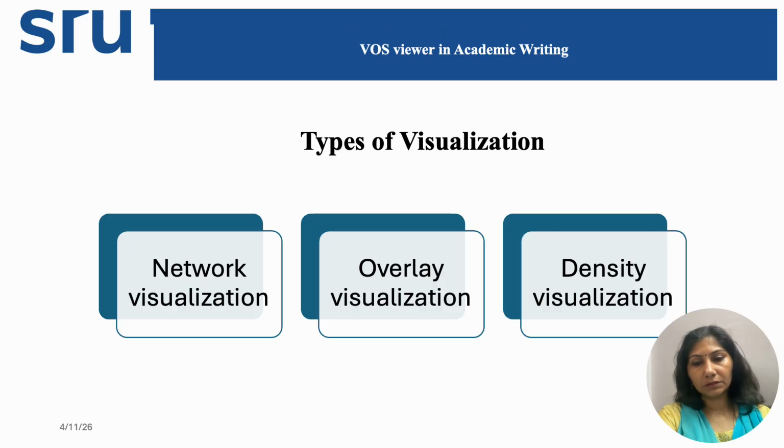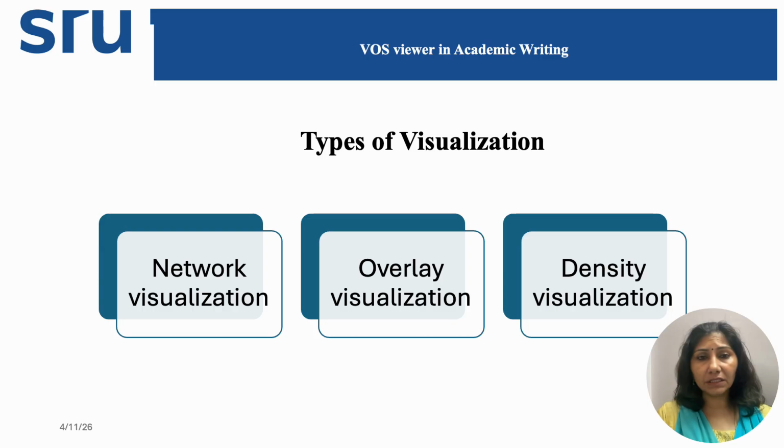VOS Viewer provides three main types of visualization. It may be in the form of a network visualization where interlinking will be provided, or it will be an overlay visualization, and based on the density also you can visualize the map. So here we have three different models of visualization: network, overlay, and density visualization.